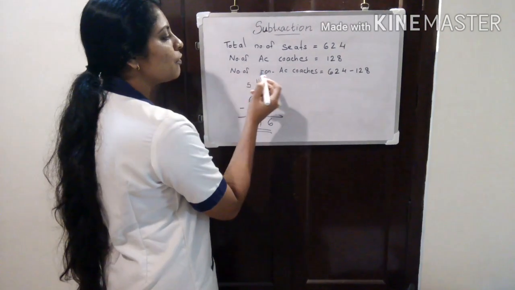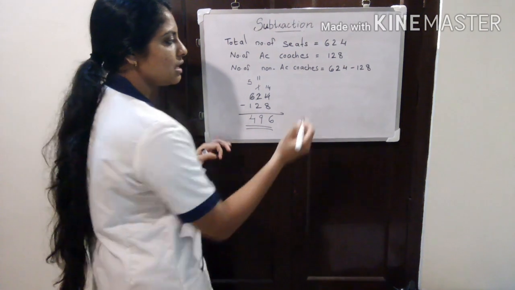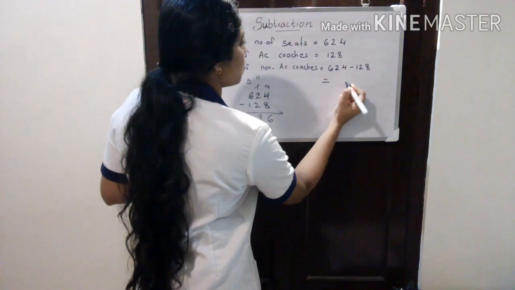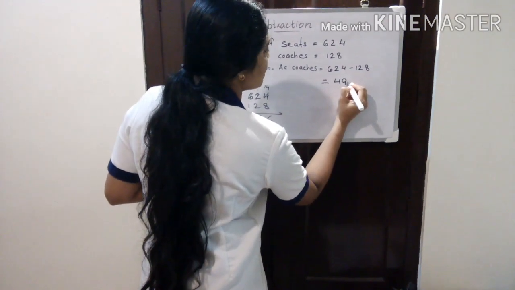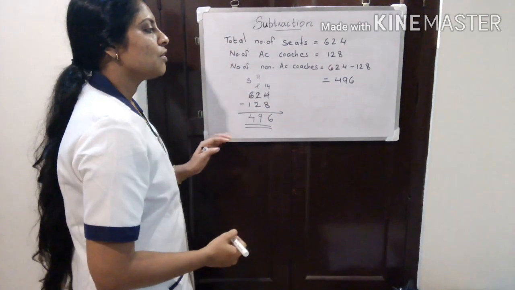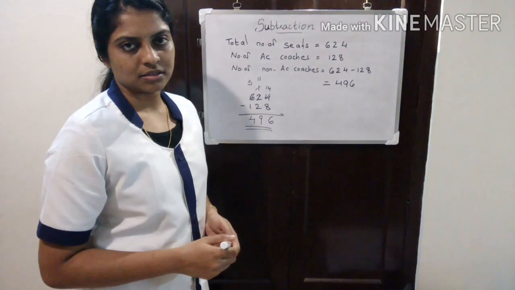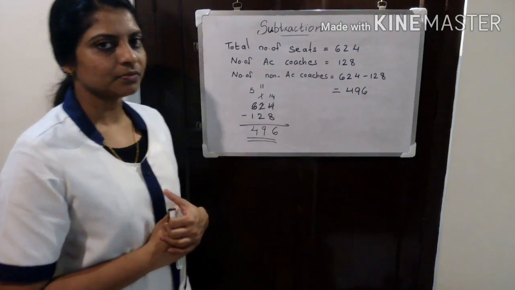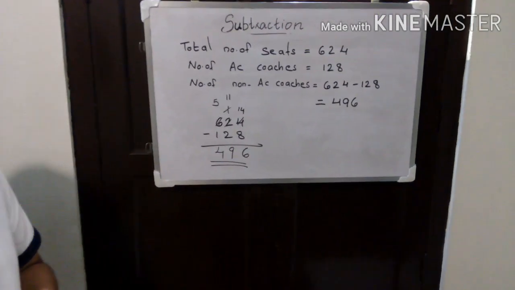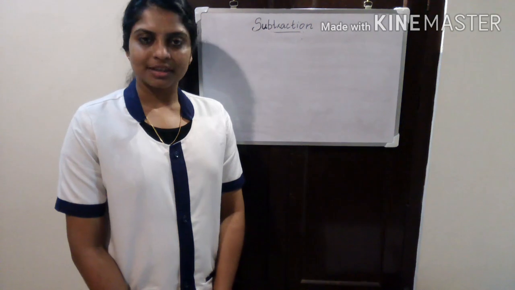Then the number of non-AC coaches is 496. Now write the notes. Moving on to next problem.